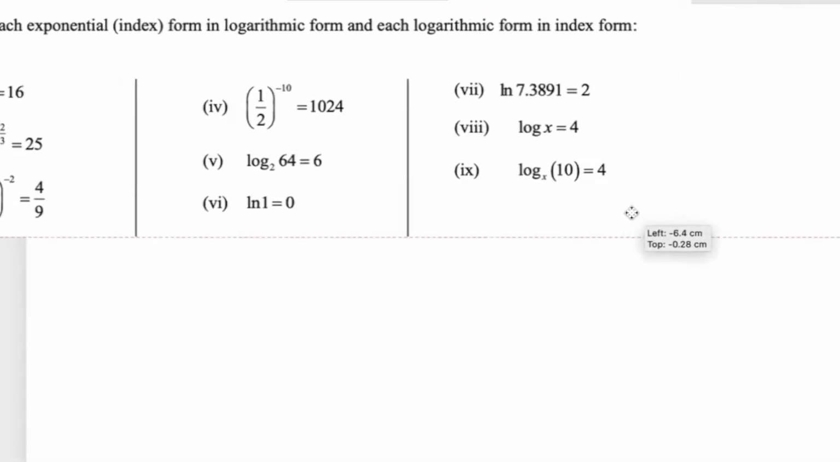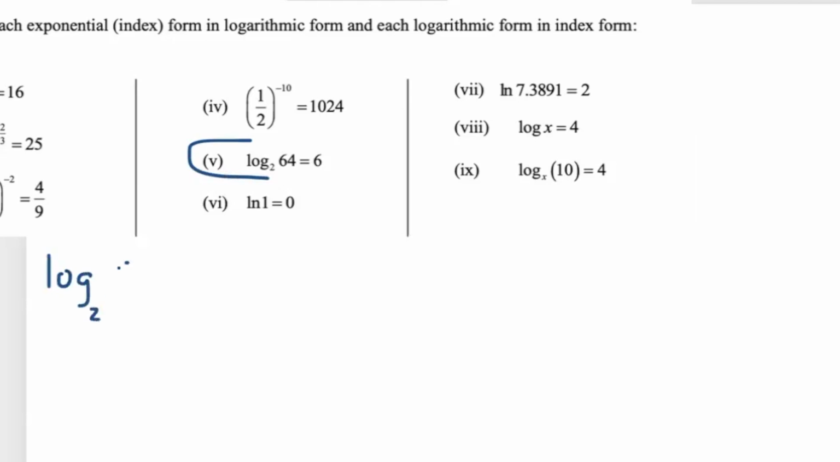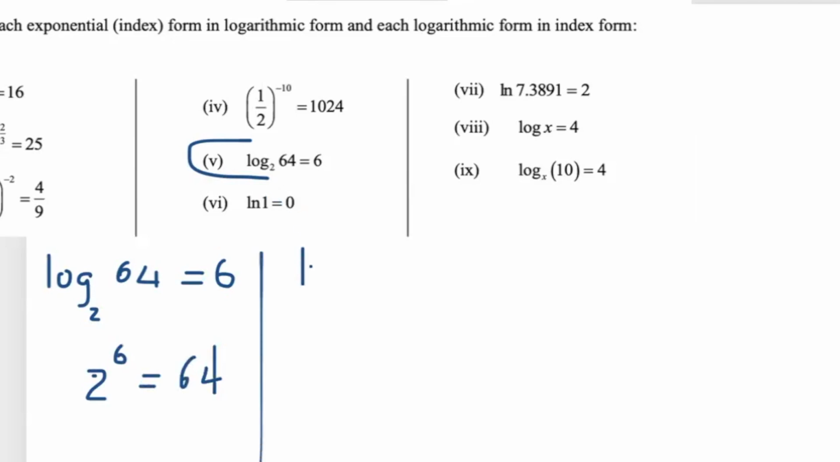We're going to look at writing the log form in exponential form. So the logarithmic form in index form, and index form is the same thing as exponential form. So let's look at the first one. We have log base 2, 64 equals 6. So exponential form or index form, the base is 2, the power will be 6, and then it's equal to 64. Now we have ln 1 equals 0.